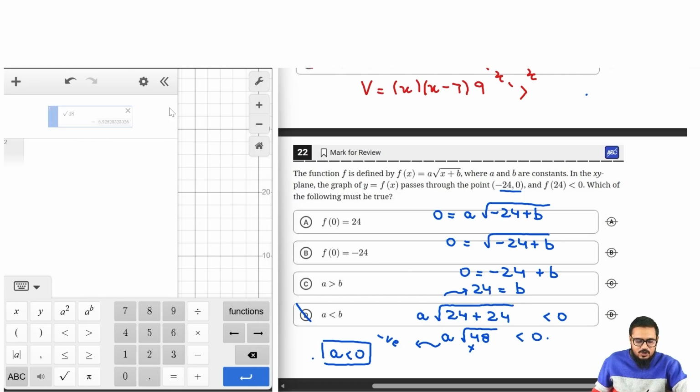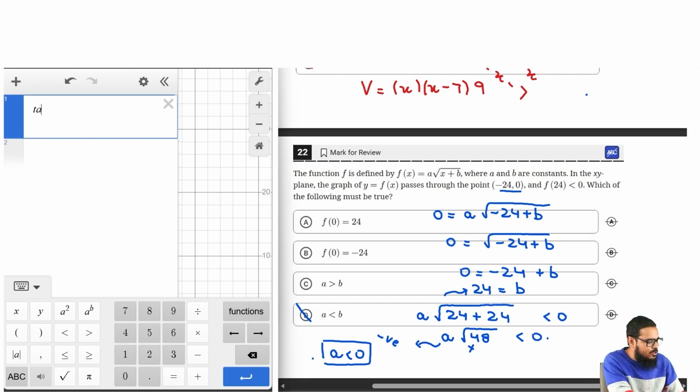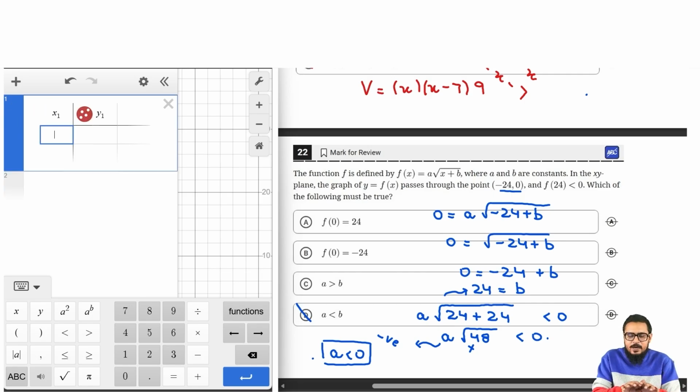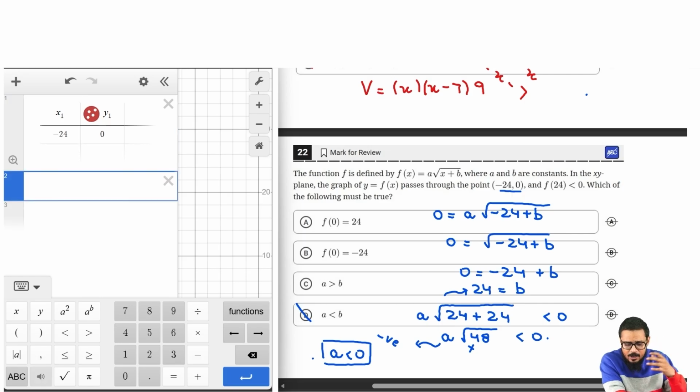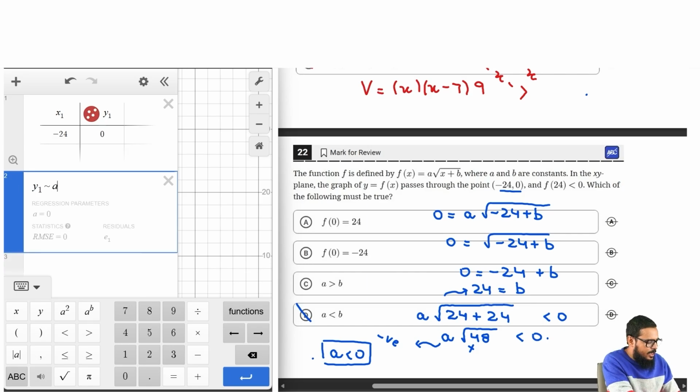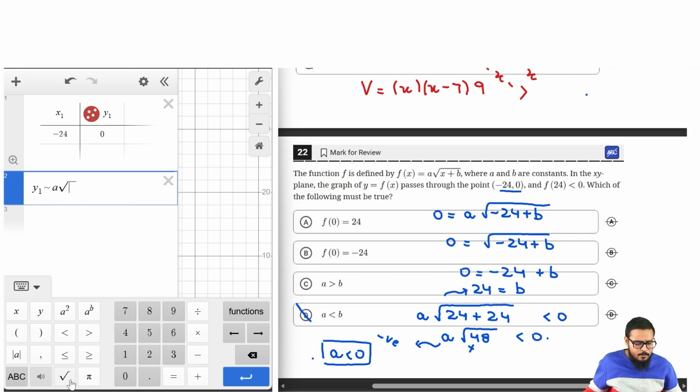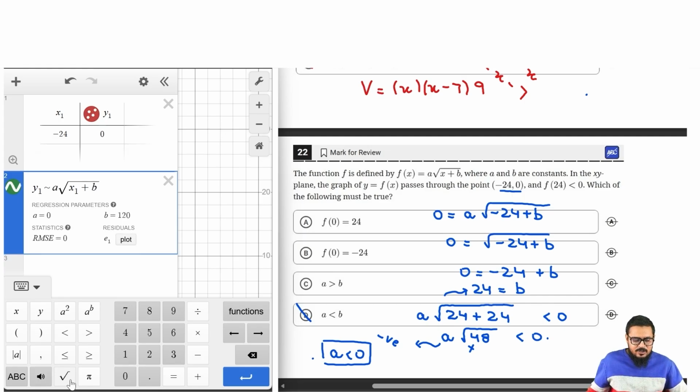But how can we do this question in Desmos? Since we know one of the coordinates that lies on the curve, I'm going to put that coordinate into my table, so that coordinate becomes the static point. And that static point would be minus 24, 0. Now I will try to regress this for the unknown values of a and b. So I'm going to put y1 equal to a square root of x1 plus b. Let's say I don't know the value of b, right? Desmos tells me that a is 0 and b is 120, right? But I'm not really sure about this one.